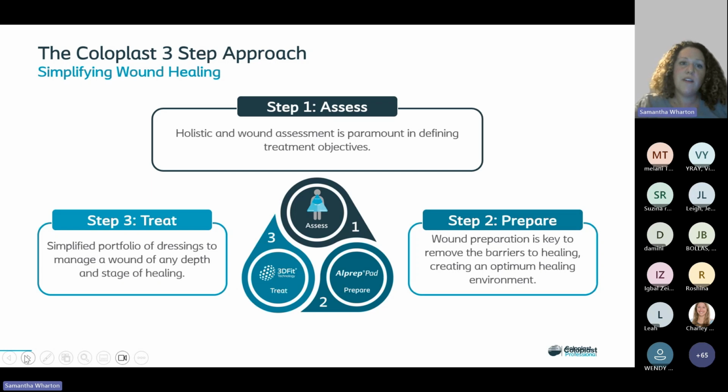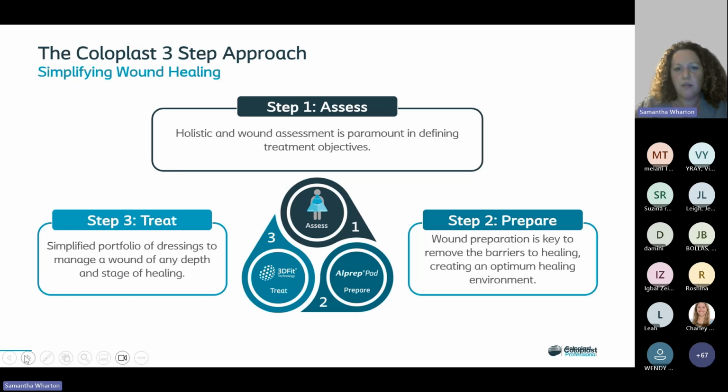So this is the 3-step approach. This is a simplified wound healing framework that's 3 steps. The first step is looking at that assessment. So that's completing that really good holistic wound assessment, looking at the psychosocial factors of that patient, the patient factors.